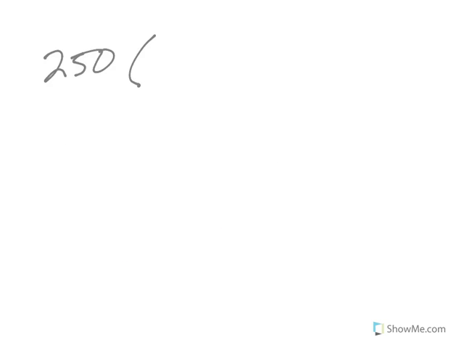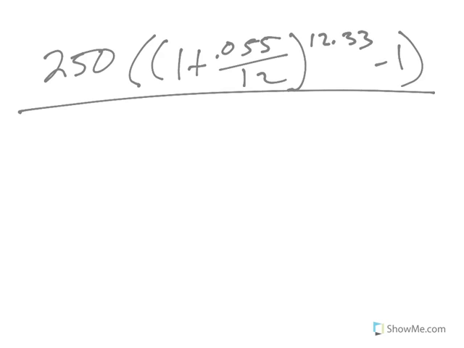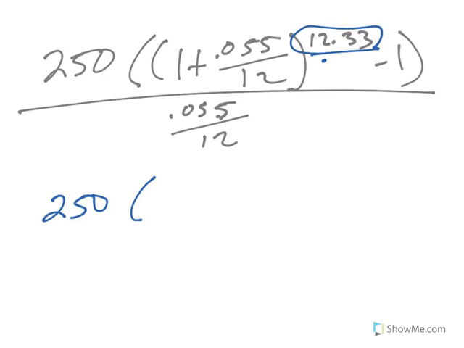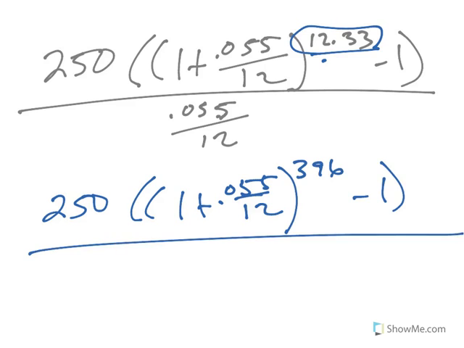We've got 250 times 1 plus 0.055 divided by 12 raised to the 12 times 33, minus 1, all over 0.055 divided by 12. We need to work in our numerator first, order of operations. First, I'm going to do this exponent piece. 12 times 33 is 396. So I've got 250 times 1 plus 0.055 over 12 raised to the 396 power, minus 1, all over 0.055 over 12. Part of this process is doing it in chunks.